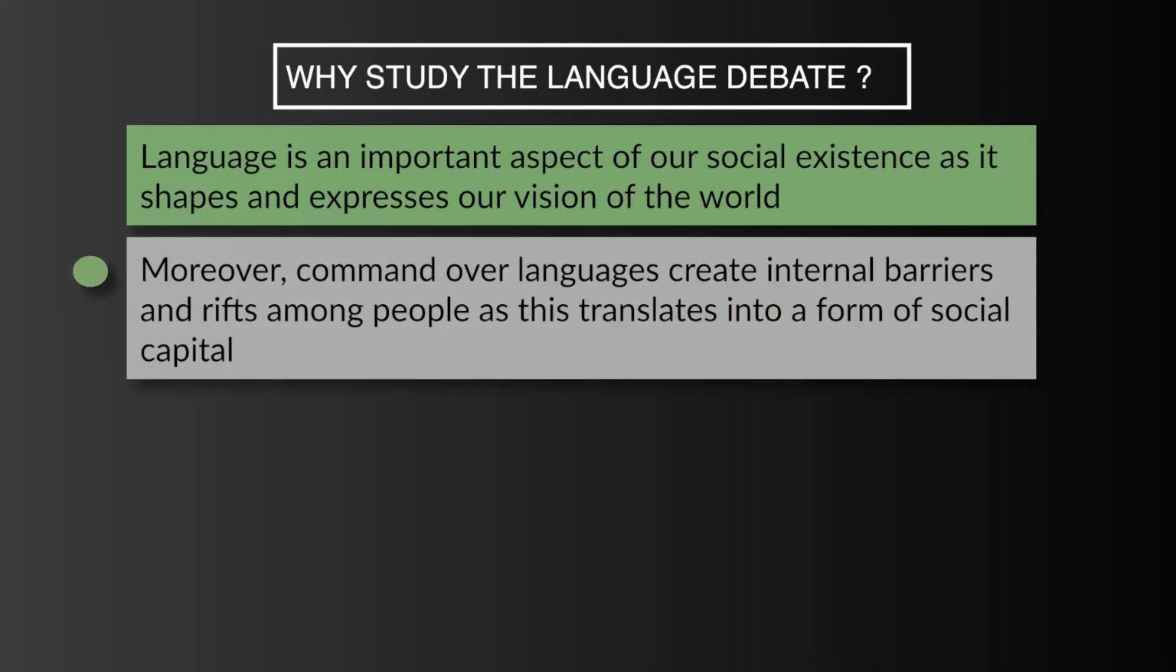The second dimension why language should be studied is that language is related to group rights and community identities.